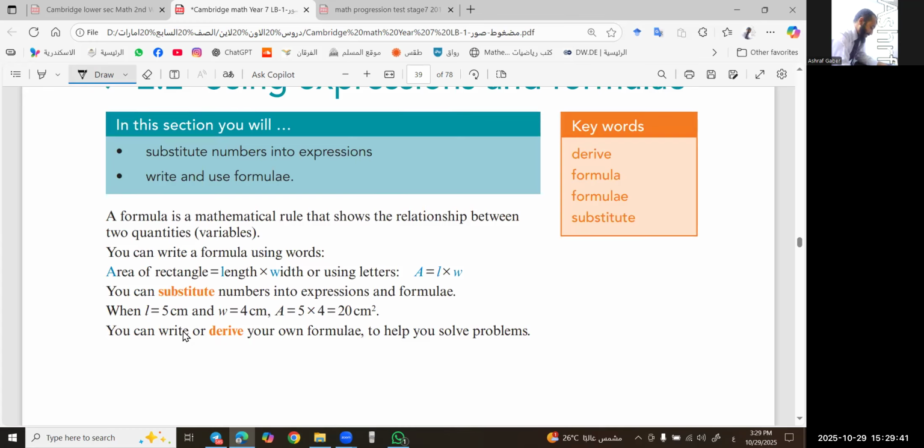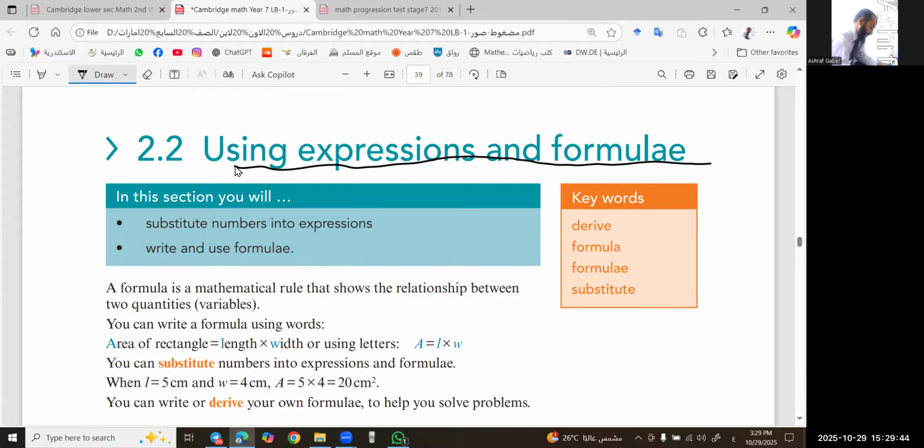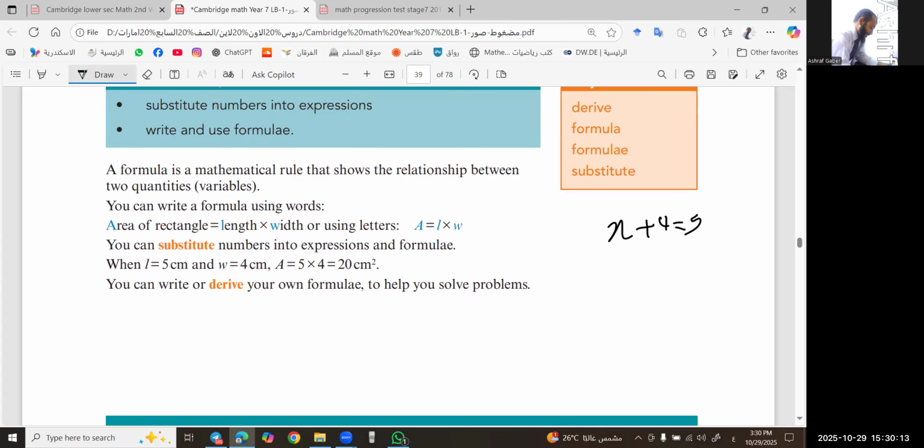Exercise number 2. You write what? Using expression and formula. Formula means rules. Rules like perimeter of square. Perimeter of square equals what? Side times 4. Area of square equals what? Side multiplied by side. Area of rectangle equals what? Length times width. This is a formula and not an equation. An equation is like this, x plus 4 equals 5. But in the formula, we have a rule for some shapes, okay? Like here, area of rectangle is length times width, or we can use letters: area equals length times width.